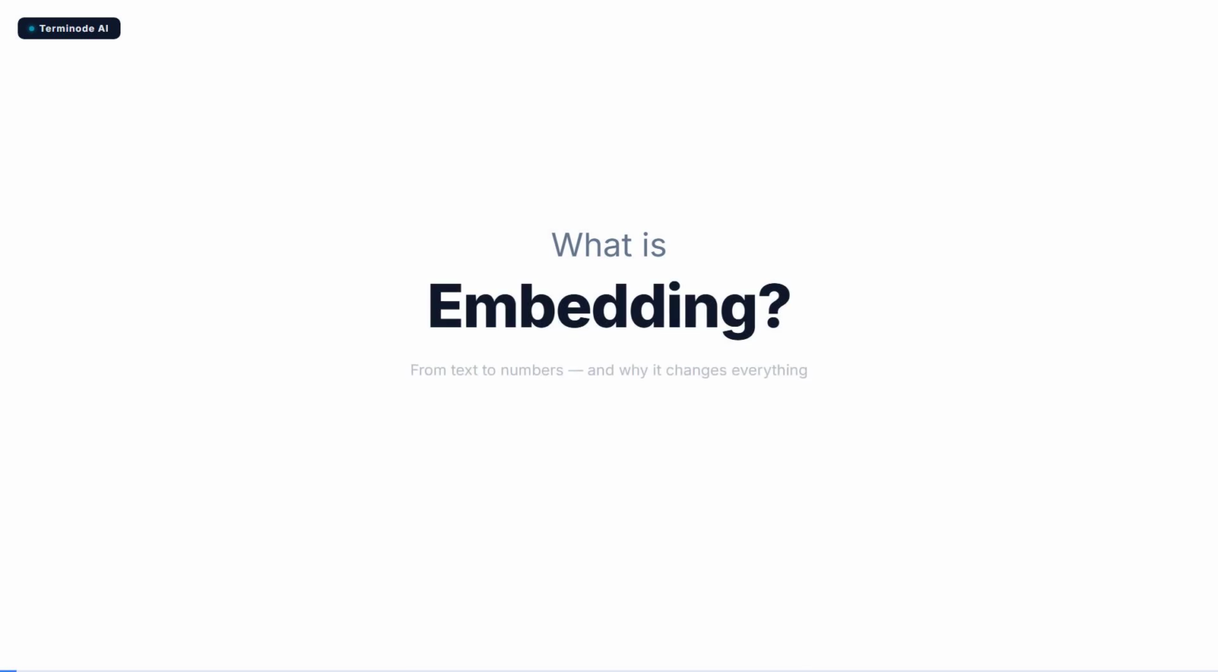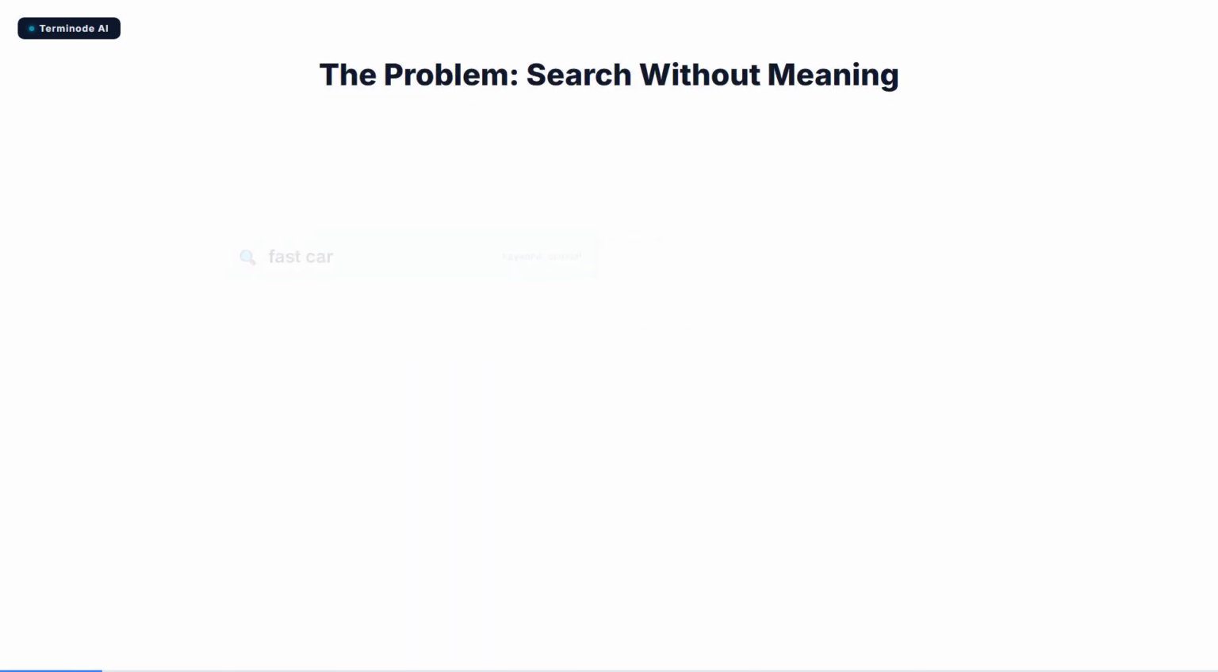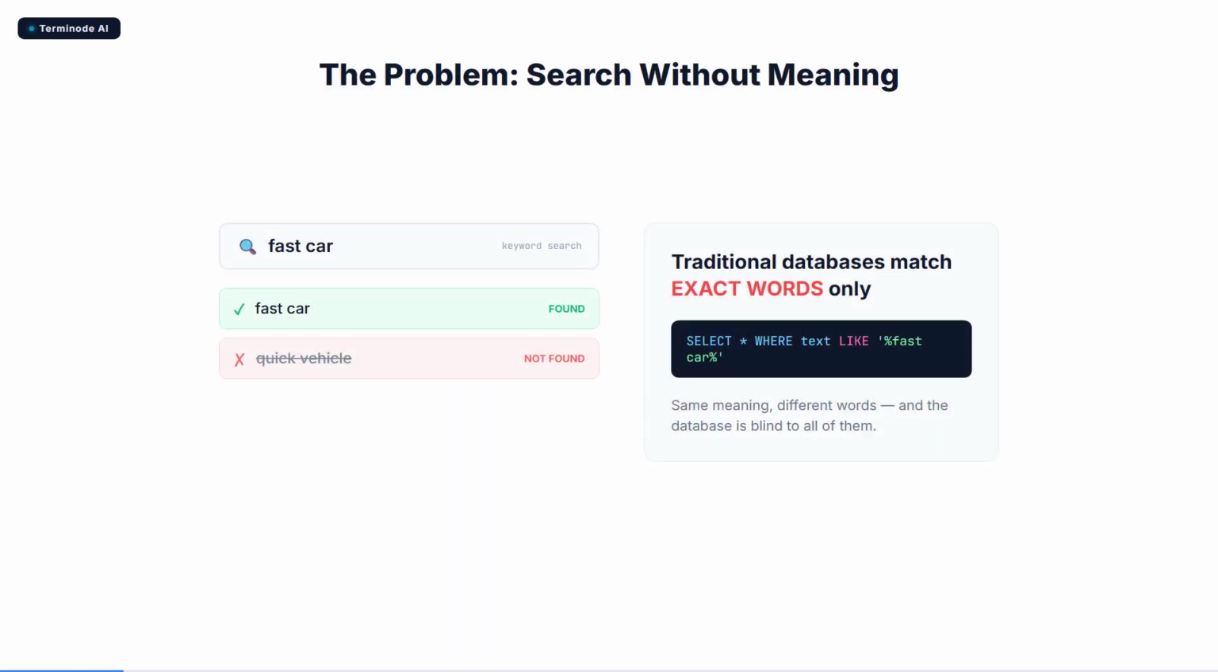Computers are powerful, but they have one fundamental problem. They do not understand meaning. When you search for the phrase "fast car," a traditional database can only match those exact words. It would completely miss "quick vehicle," "speedy automobile," or "rapid sedan," all meaning the same thing. This is where embeddings come in.